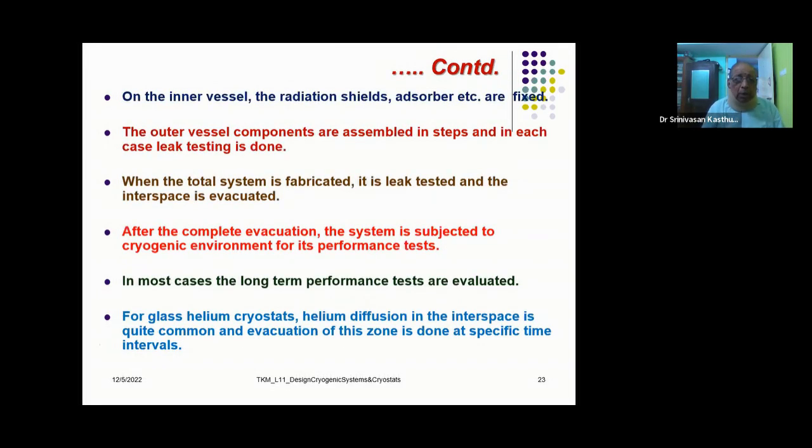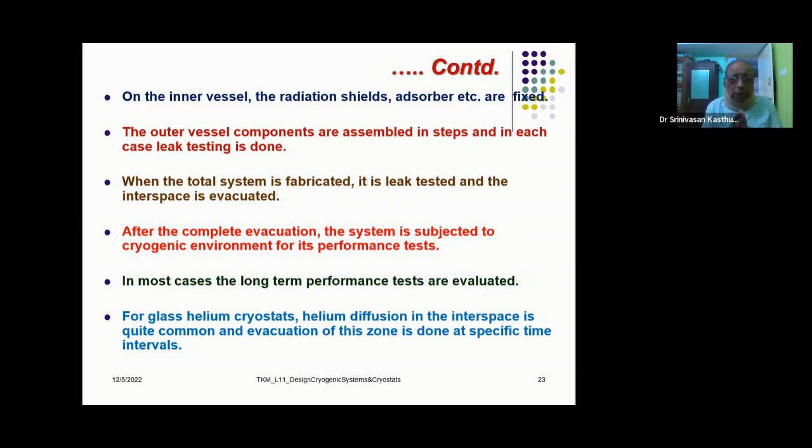On the inner vessel, for example, you may have to use radiation shields, absorbers, etc. outside the inner vessel. They are to be fixed, and the outer vessel components are to be assembled in steps. In each case, leak testing should be done as and when possible. When the total system is fabricated, it should be leak tested again by MSLD, and after everything is over, the interspace is evacuated using a separate pumping arrangement.